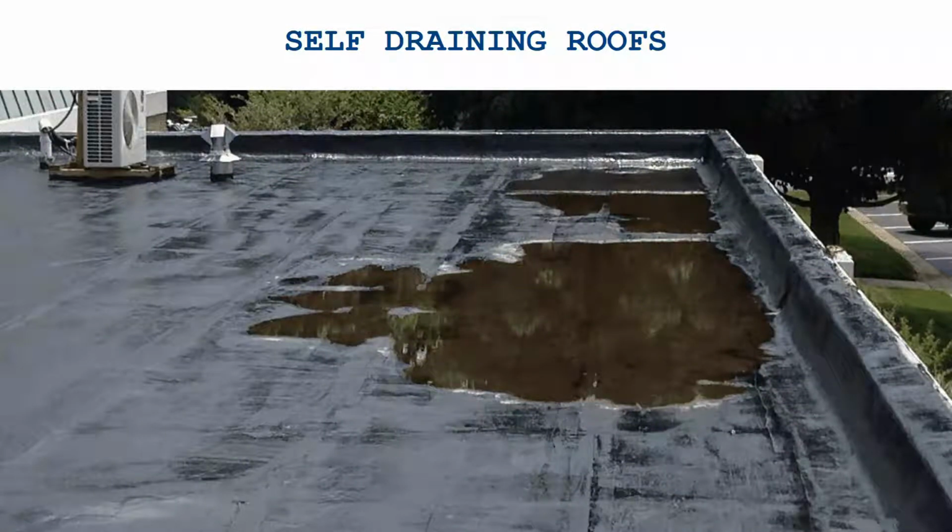The second is self-draining roofs. As you can see in the picture, it's stagnant water. Why is it stagnant? Maybe it's after rain. It means the roof is not self-draining, and its level is not maintained. This should not be the case. You need to make them self-draining to avoid leakage.